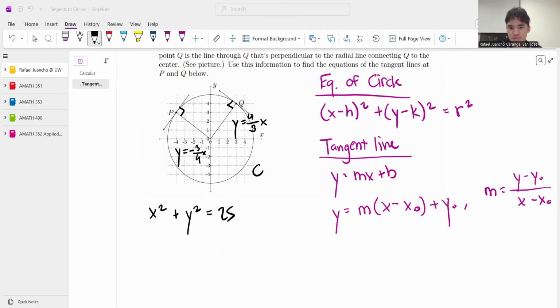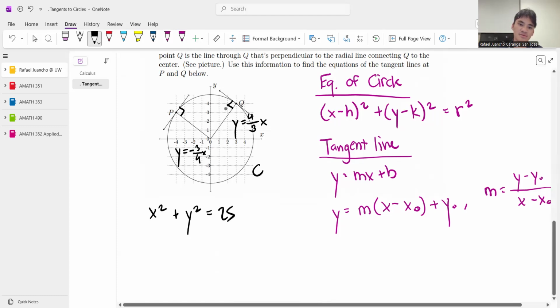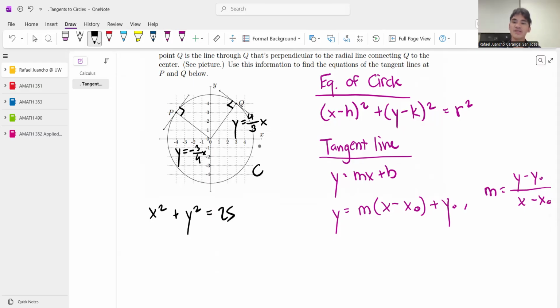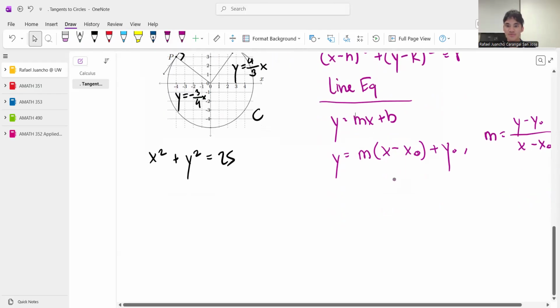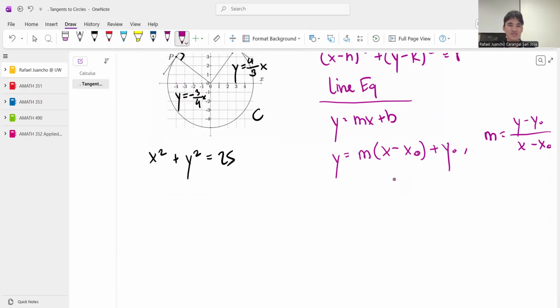Mm, let's see. What does it mean? What else can we remember when we're looking at a tangent line? So this one I actually haven't remembered in a while, but now that I think about it, I do kind of recall it. This is line equation. We need more tools. When we're looking at the tangent line, what other facts do we know?